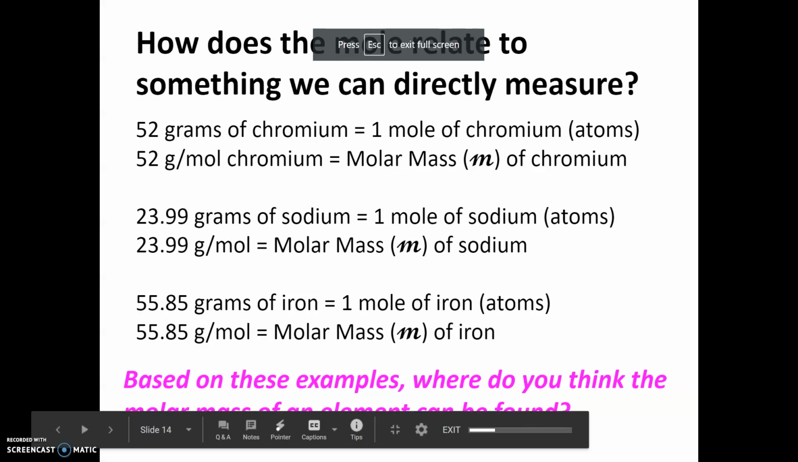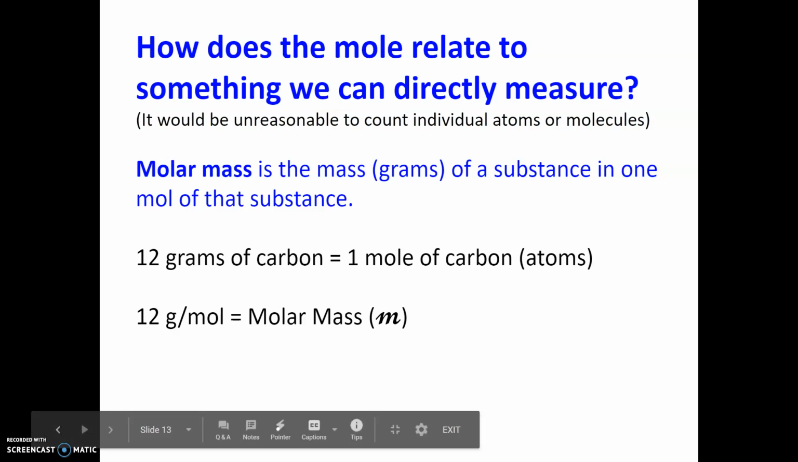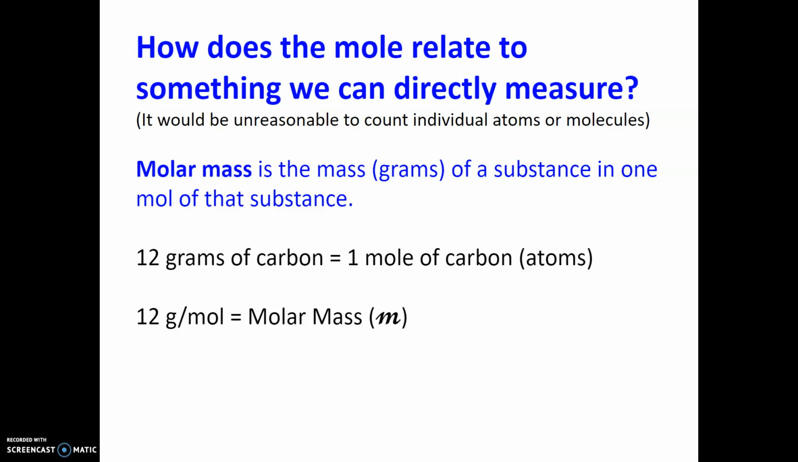Okay, so we really want to be able to relate the mole to something that we can directly measure. We're not going to count out 6.022 times 10 to the 23 molecules or atoms of something. And so luckily, we have this relationship between the mass of an atom and a mole of that element.